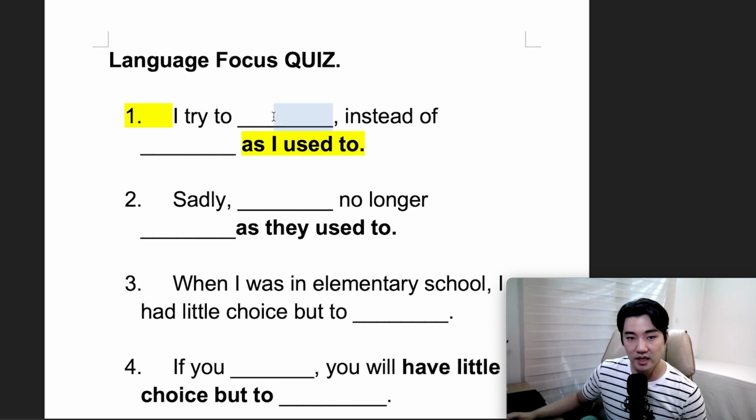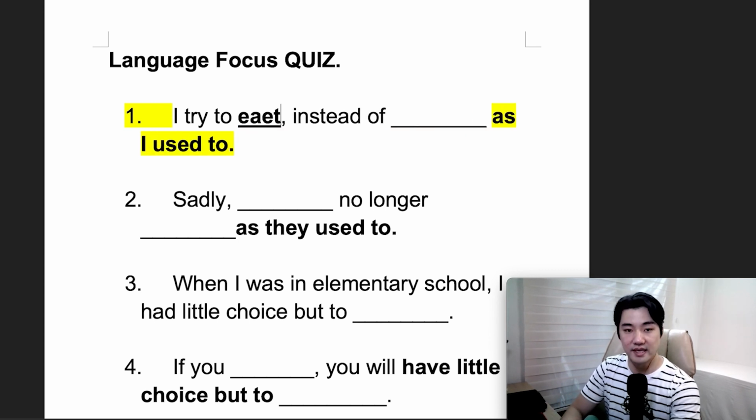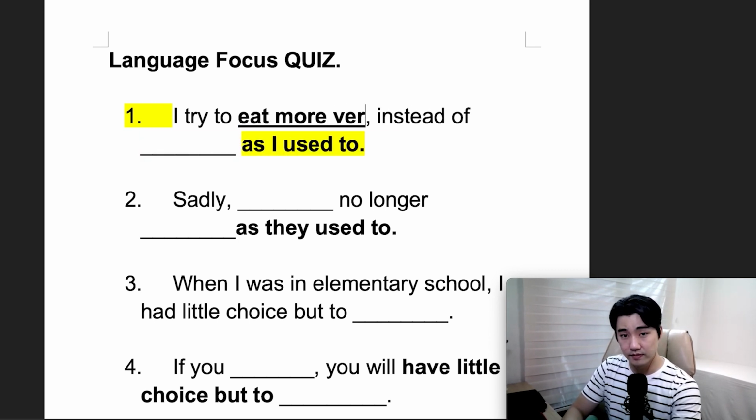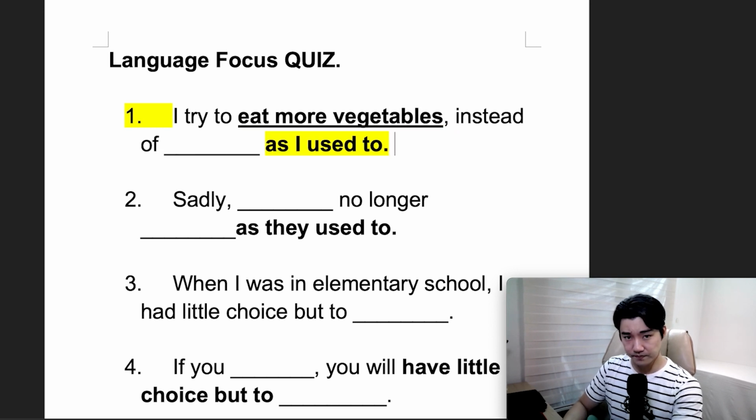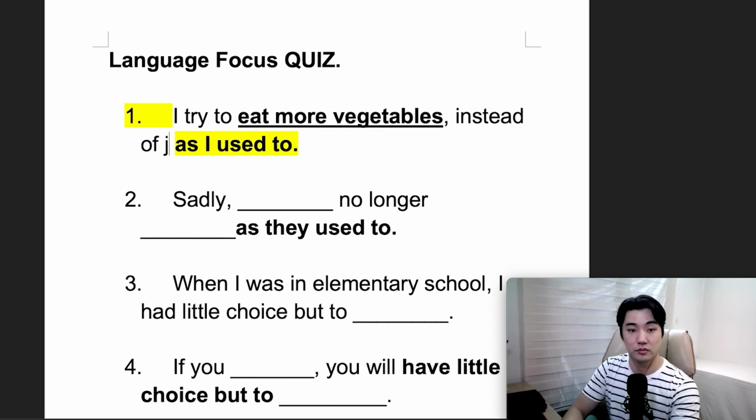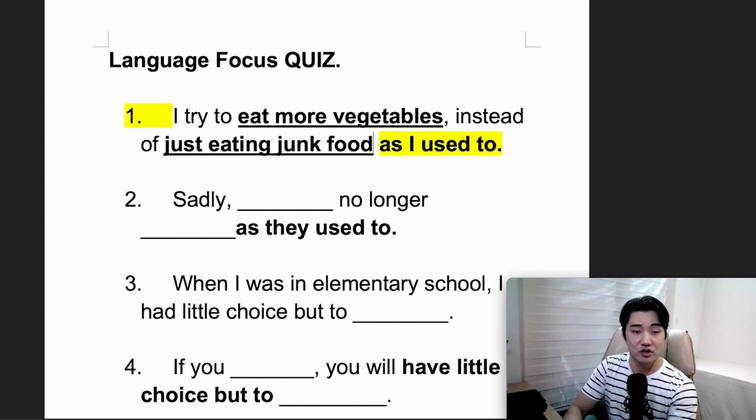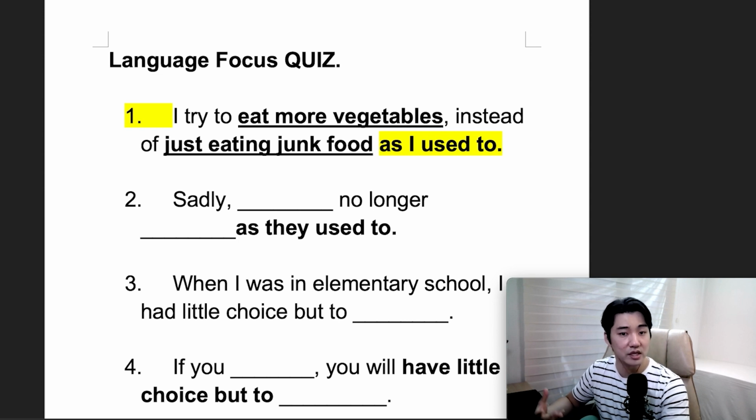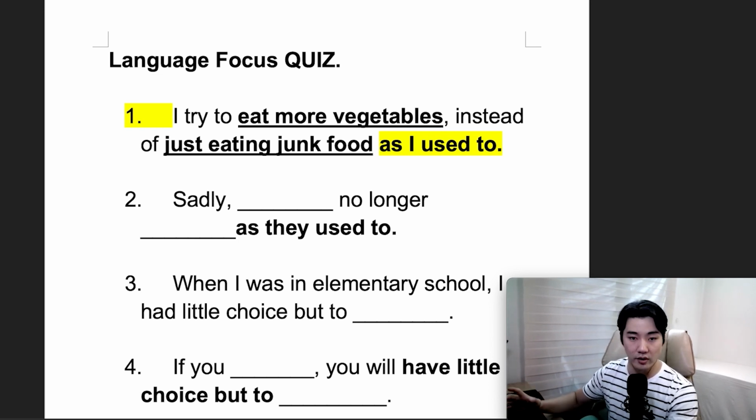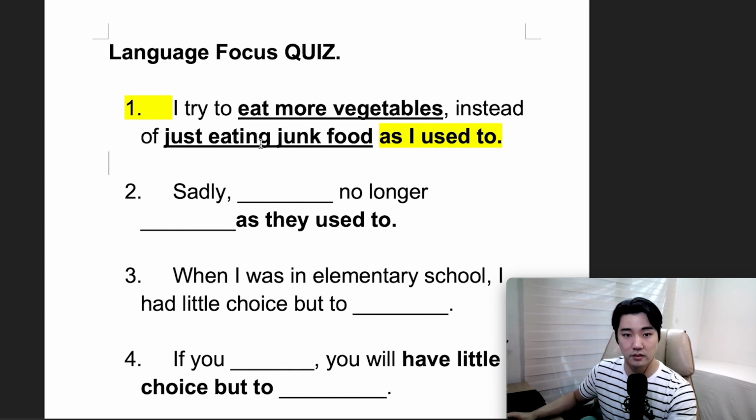A good example might be I try to eat more vegetables instead of, now we need an opposite, 반대로. Let's say, just eating junk food. As I used to. I try to eat more vegetables instead of just eating junk food as I used to. 나는 예전처럼 정크푸드를 먹는 대신 야채를 더 먹으라고 해요. Alright. So this is the thing I used to do. This is the thing I do now.